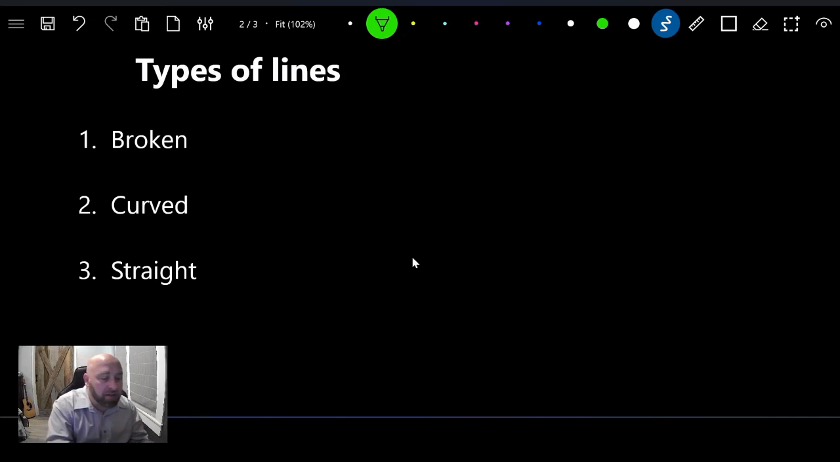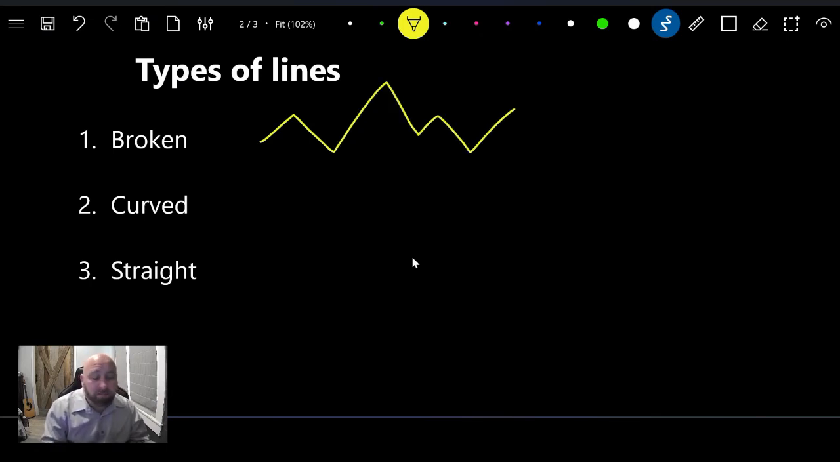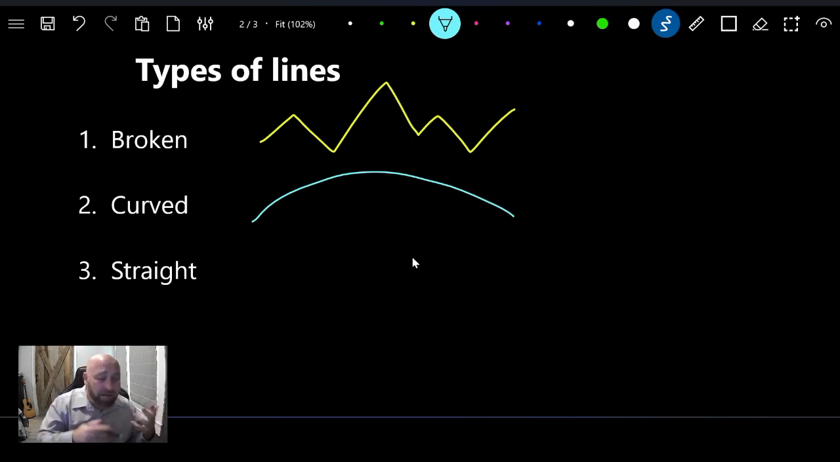Types of lines on a line graph. The first one is a broken line graph. Broken line graphs go up and down randomly, okay, like mountains. The next one is a curved line, and so it's just going to do a simple curve. It can curve up, it can curve down, it can curve in whatever direction. And then the third one would just be a straight line. So there's three different ways that you can have a line graph: broken, curved, and straight.